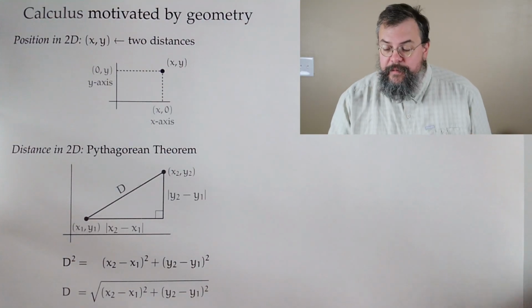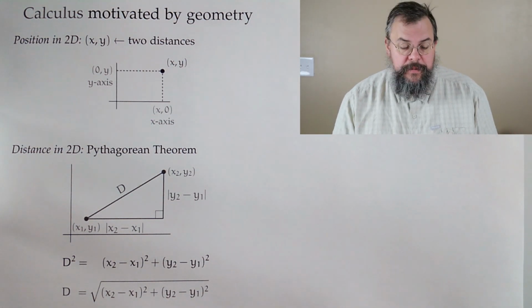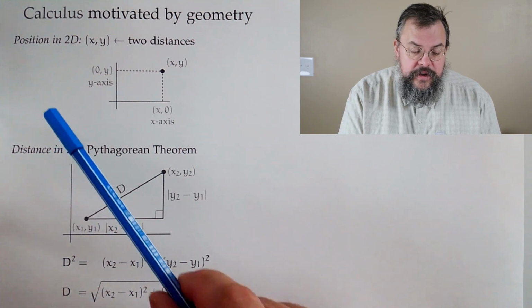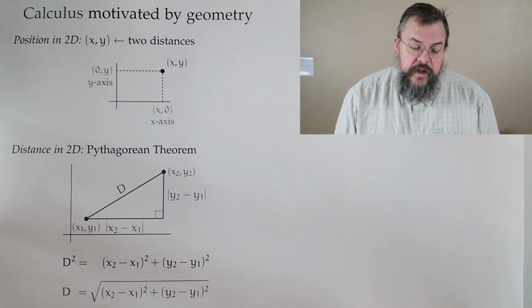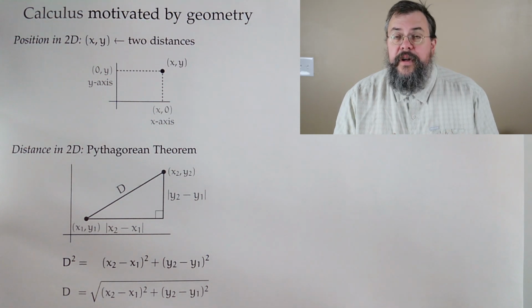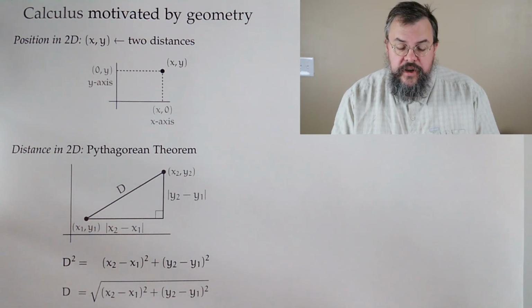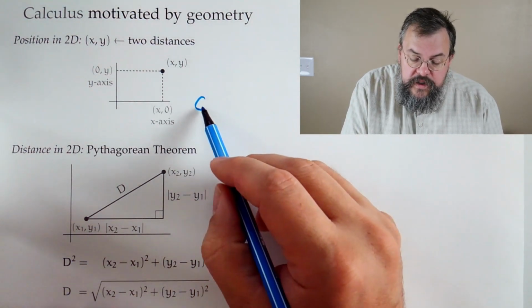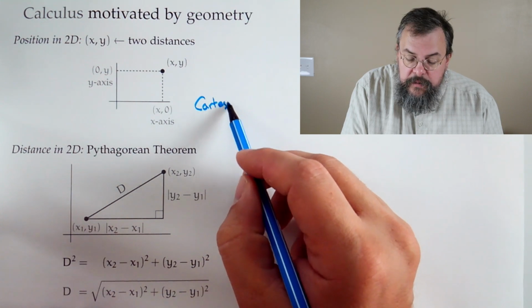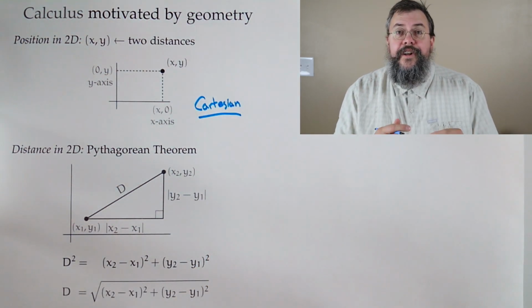So let's start by talking about two dimensions, because that's something we can probably handle fairly well. There are two important things we want to talk about: position and distance. Now, how do we find position in two dimensions? Well, let's start with what's called the Cartesian coordinate system. Now, what is the Cartesian coordinate system? It's a system named after a philosopher, René Descartes.